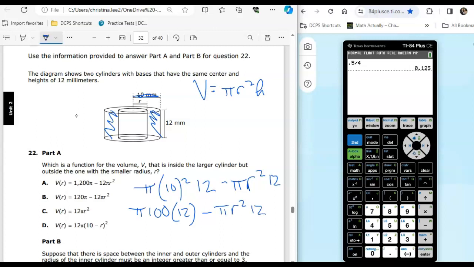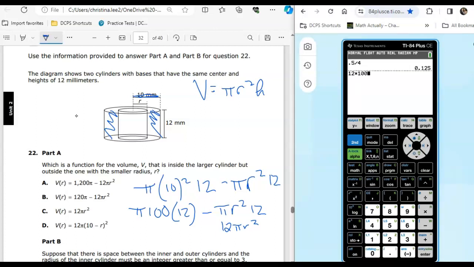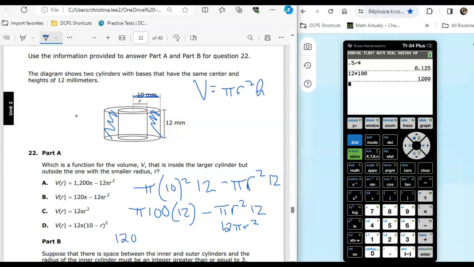Okay, we can rewrite that part as 12 pi r squared. It just looks a little bit nicer. Now here then I can multiply 100 times 12. Hopefully you recognize that that is 1200. Okay, so 1200 pi minus 12 pi r squared will give us the volume that is in the space between those cylinders. And so that leaves us with A.